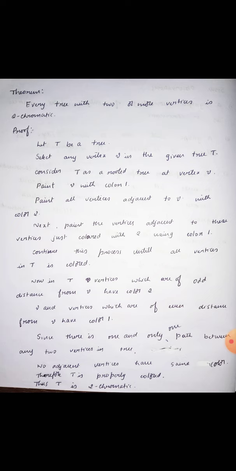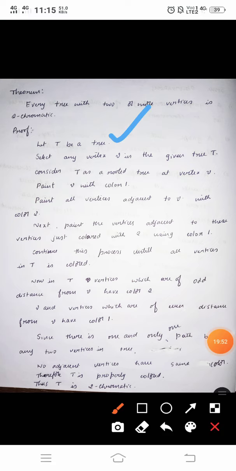I'm considering a tree. Let T be a tree. I'm naming that tree as T. Select any vertex V in the given tree T. T is also a graph, right? I can take any vertex. Consider T as a rooted tree at vertex V. What is a rooted tree?